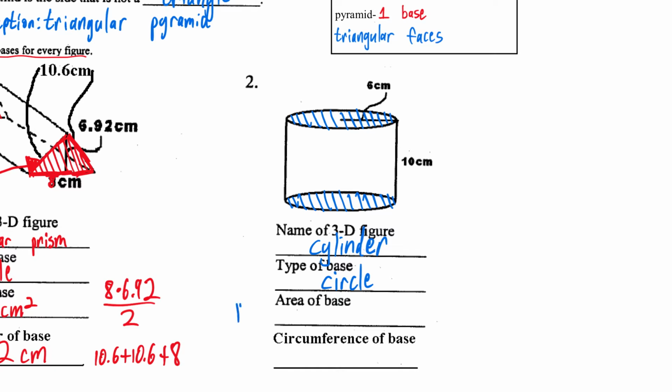Good. For a circle, pi r squared. So on this one, we're going to do pi times 6 squared. What does that give you? 113.1 square centimeters.